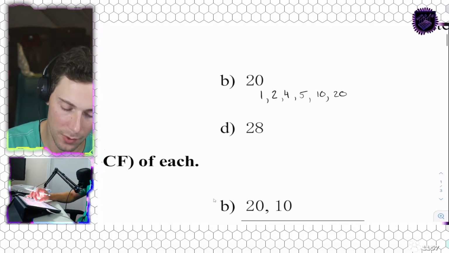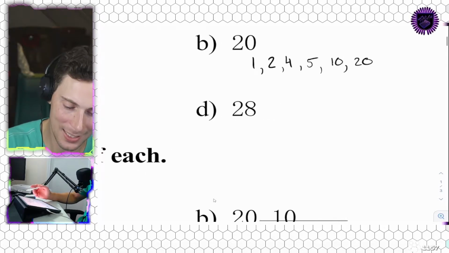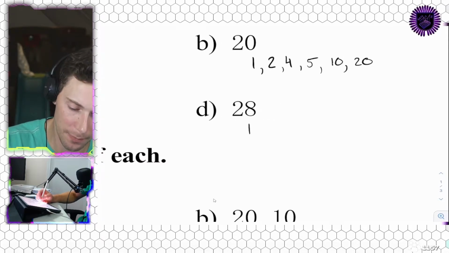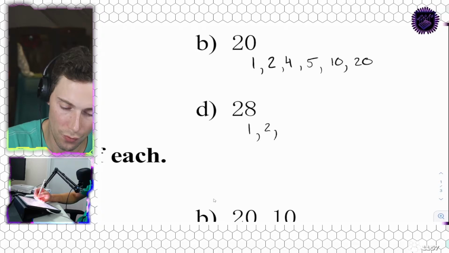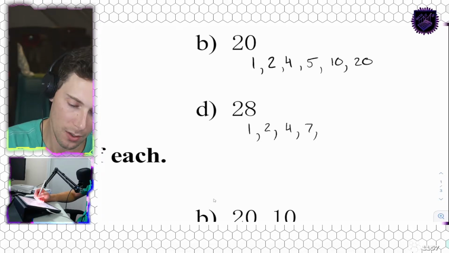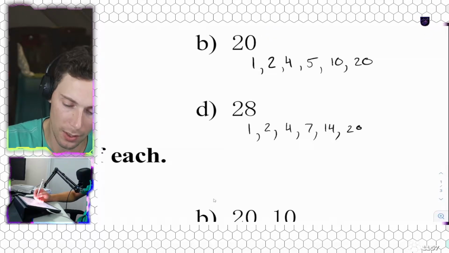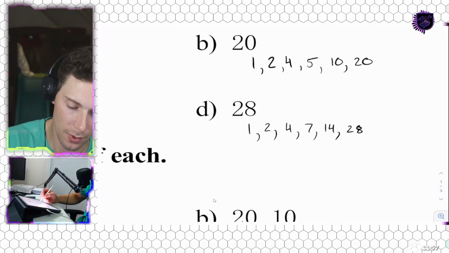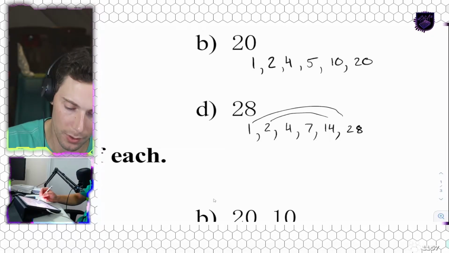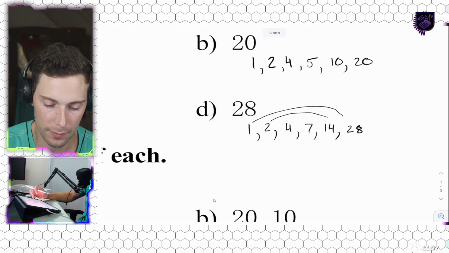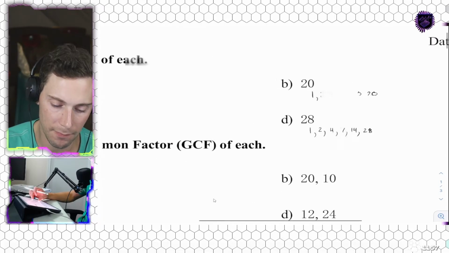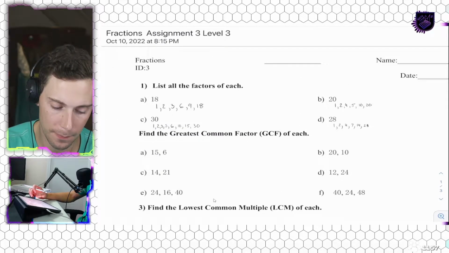And the last one for question 1D is 28. So 1, 2, 4, 7, 14, and 28. So 1 and 28, 2 and 14, 4 and 7. If I missed any, I don't think I did, but could happen.